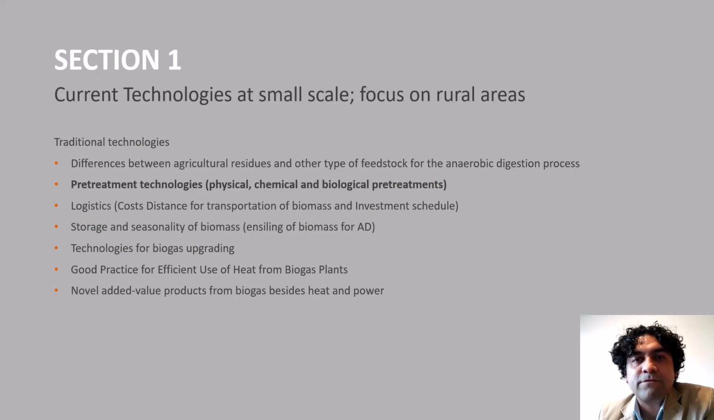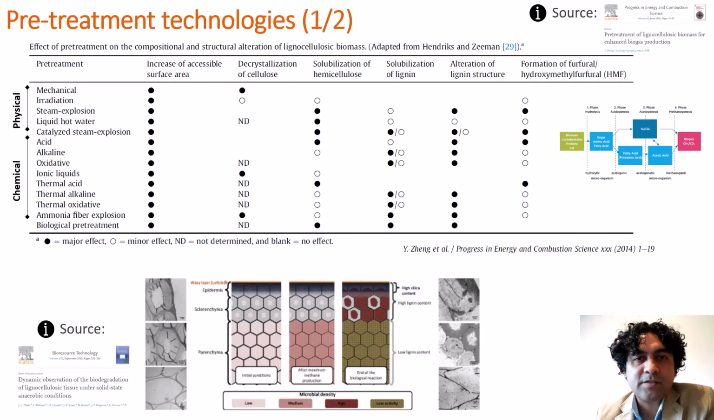Pretreatment technologies: physical, chemical, and biological pretreatments. As mentioned before, the anaerobic digestion process can be divided into several phases that occur simultaneously. For methane to be the end product of the process, the organic matter within the feedstock has to be properly decomposed in each phase. However, some feedstocks with a high content of lignin are difficult to degrade.